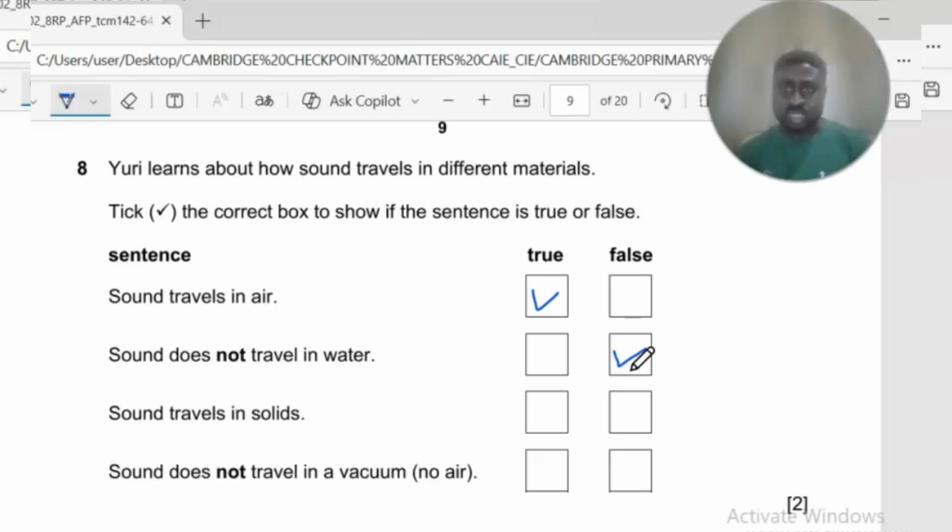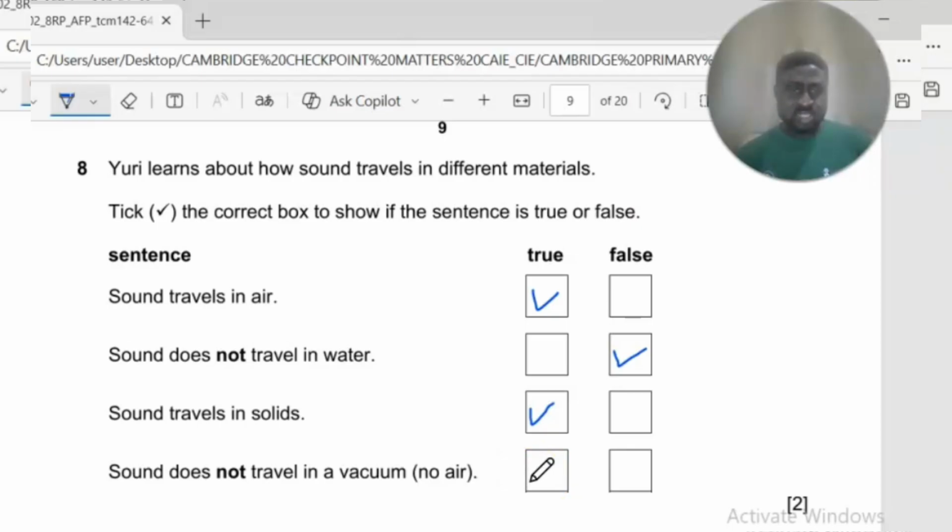When submarines communicate, they also use this medium. Then let's go to the next one. Sound travels in solids. Is it true or false? Solid states also allow sound to travel. When you knock on a wooden door, on a metal door, or you hit on a gong, the sound travels.